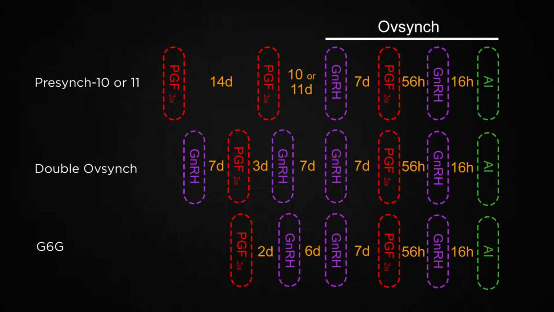Double OvSync takes advantage of 2 OvSyncs, with the first OvSync being utilized as a presynchrony OvSync. The first GnRH of the second OvSync is administered 1 week after the final GnRH of the first OvSync. G6G utilizes both prostaglandin F2 alpha and GnRH as presynchrony injections. The prostaglandin F2 alpha is given 2 days prior to the GnRH, and the GnRH is given either 6 or 7 days prior to the first GnRH of OvSync. As an example, I will go through the G6G program and describe why G6G enhances fertility of lactating dairy cows in a very similar way to Presync 10 or 11 and double OvSync.